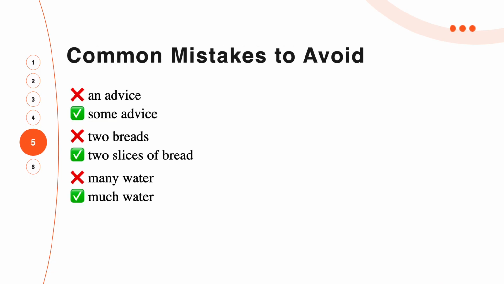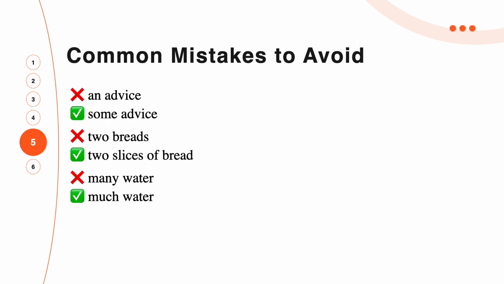Now let's move on. Common mistakes to avoid with uncountable and countable nouns. An advice, some advice. You don't say an advice, because an advice would mean there is only one advice. Some advice can be said because it can mean many pieces of advice over there. Two breads.